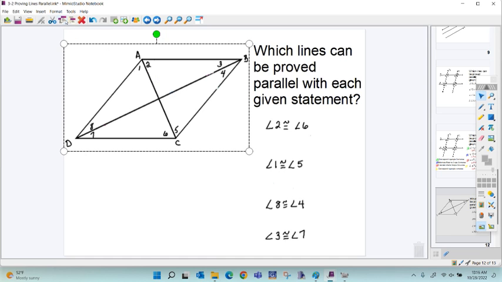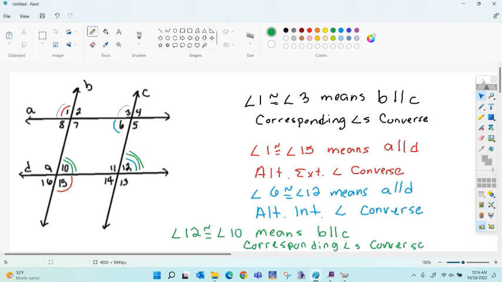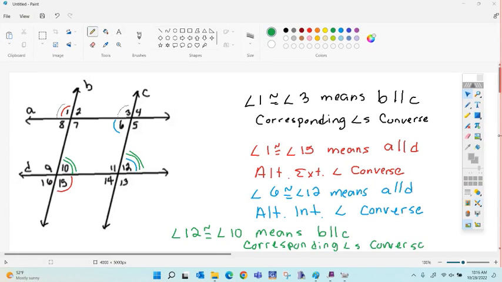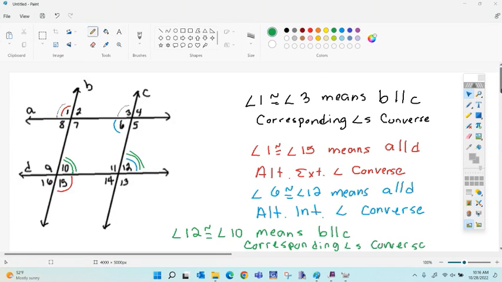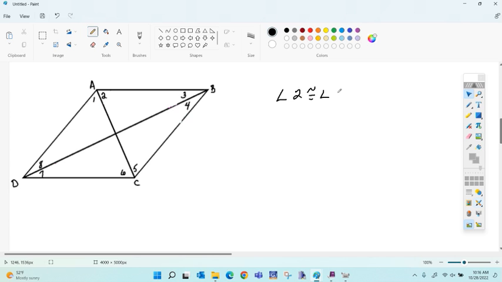Okay, so let me grab this copy and let's see if I put that right on here. This one. Rick, what were the first ones they said? Angle what and angle what? Angle 2 is congruent to angle 6. So here's angle 2 congruent to angle 6. So this would be our transversal.